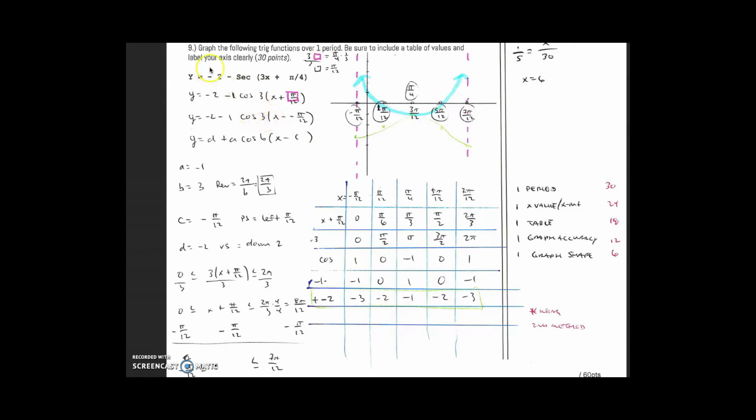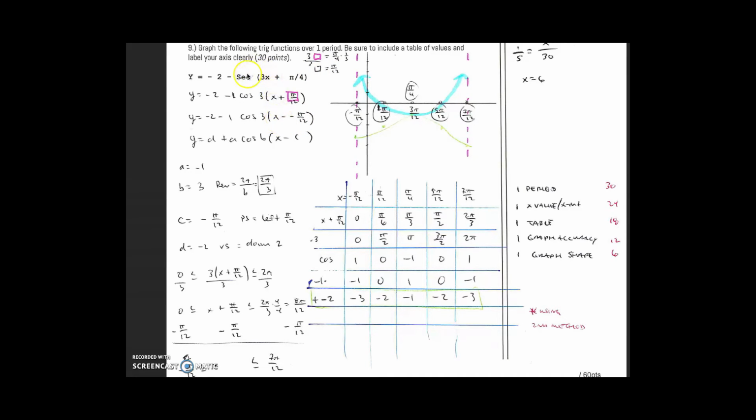So the first thing I'm going to do is find the period. In order to do that, I'm going to have to factor out a 3. When I factor out the 3, I get 3 times quantity x plus pi over 12. How do I get pi over 12? Let's just say you don't know what that is. 3 times a box equals pi over 4. Divide by 3 on both sides, you'll get the box is equal to pi over 12. Because it's a plus sign, change it to minus.